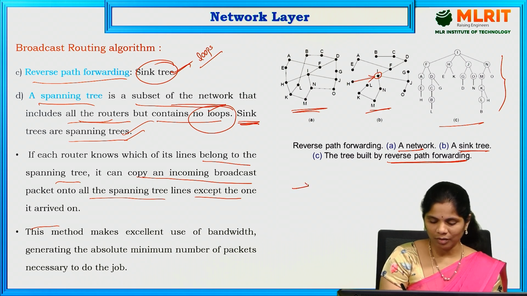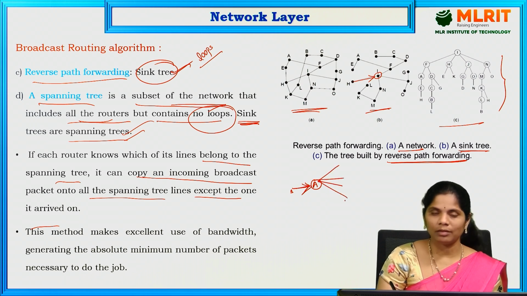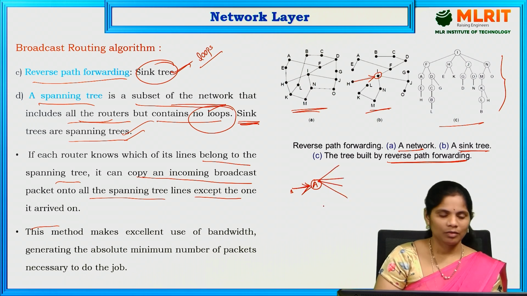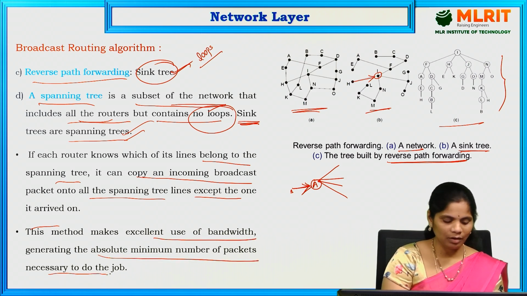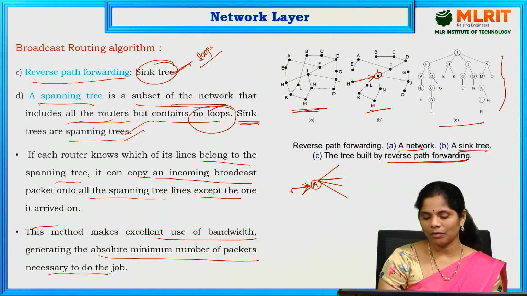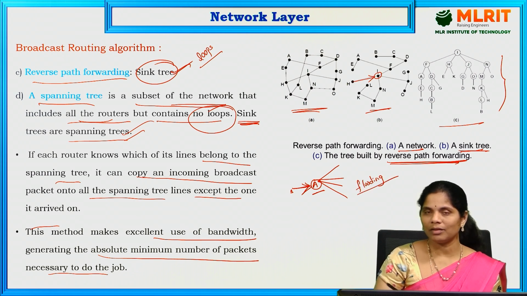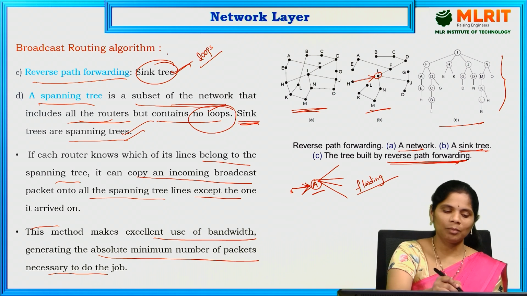Suppose here is A, and the packet arrived from B. Except for that particular node, it will send the data to all other nodes. That is the broadcasting. So this method makes excellent use of the bandwidth and generates the absolute minimum number of packets necessary to do the job. Whatever packet is there is sent to all other destinations based on the sink tree, reverse path forwarding, flooding, and multi-destination routing. These are the several methods for forwarding data using the broadcast routing algorithm.